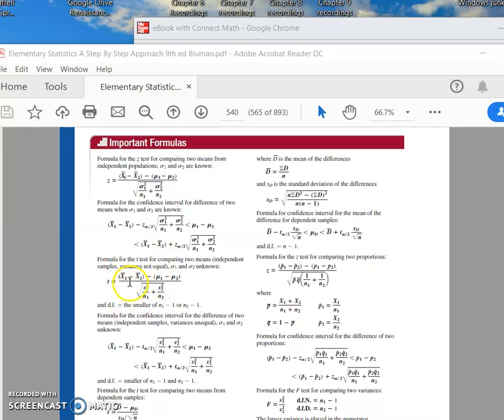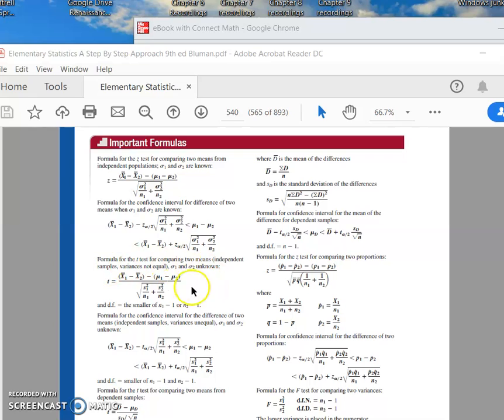Okay, so now we're going to get into 9.2. 9.2 is going to be using the t-test, and this is where we do not know the population standard deviation. I'm sorry, we do not know the population standard deviation. We do not know the population variance. Okay.